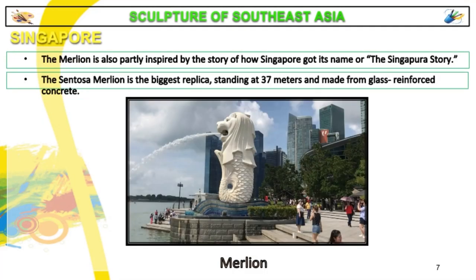The Merlion is also partly inspired by the story of how Singapore got its name, or the Singapura story. The Sentosa Merlion is the biggest replica, standing at 37 meters and made from glass-reinforced concrete.